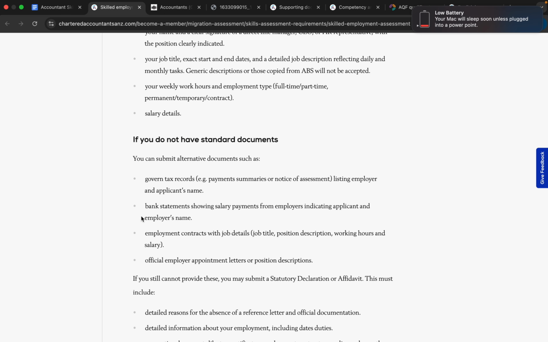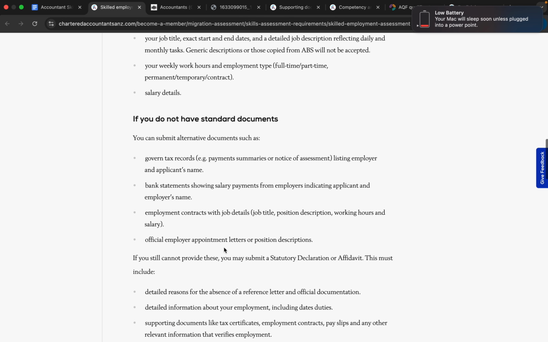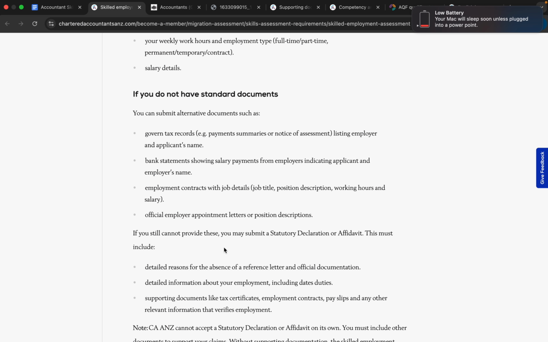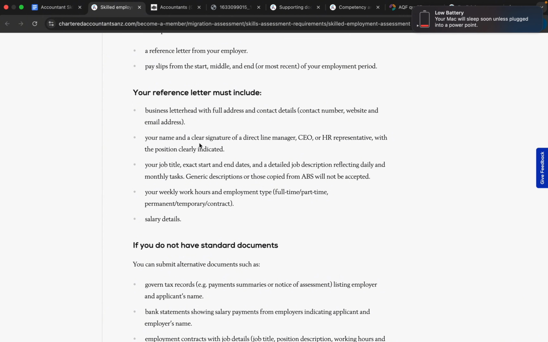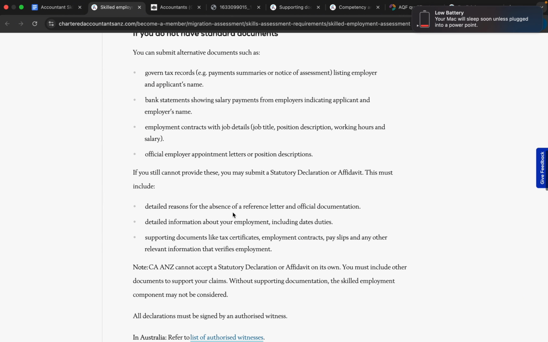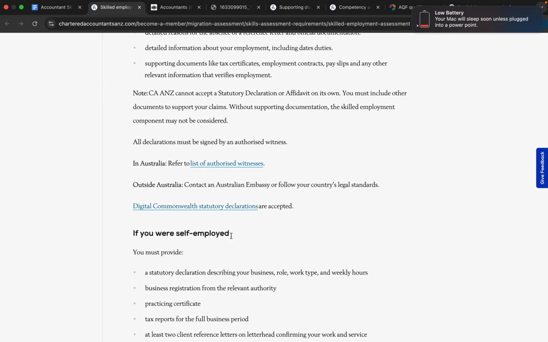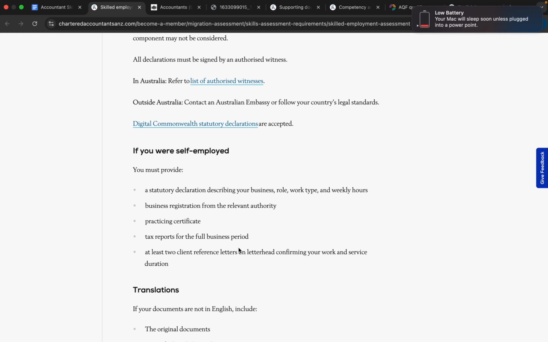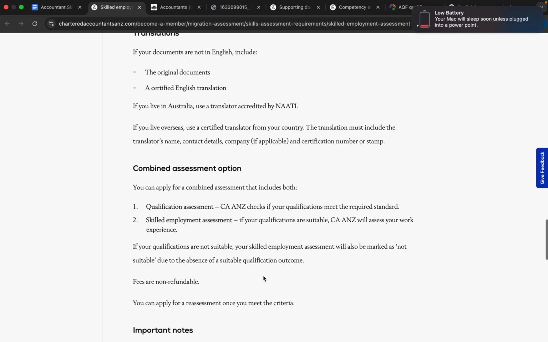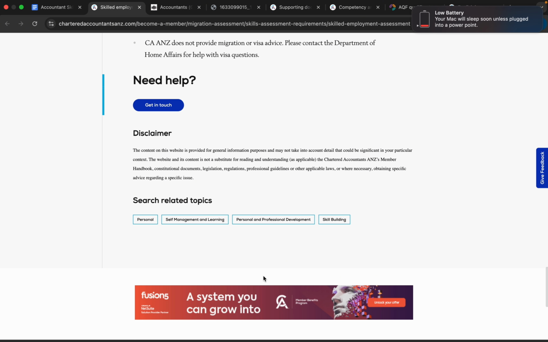So if you do not have a standard document, what happens then? Then a government tax record is also fine. A bank statement showing salary, if you do not have the payslip, is also fine. An employment contract with job details is also fine. So these are the options you have if you do not have these standard documents. And there is one case: if you are self-employed back in your country, or you have an accounting firm and you are working there, then these are the documents you need. So these are the documentation parts, and you have to prepare these documents very carefully.